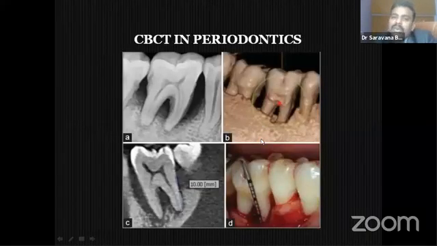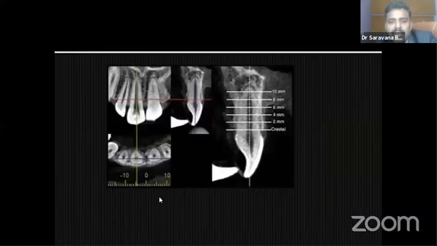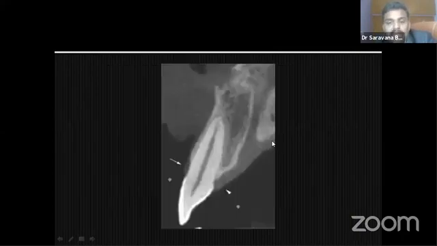In perio, we get very good images. Department-wise, I have put many pictures. This is a case of aggressive periodontitis with furcation involvement. Look at the furcation involvement here. Okay, you can assess the bone loss levels.